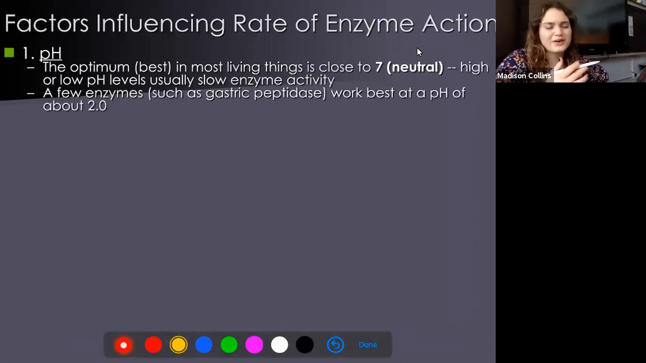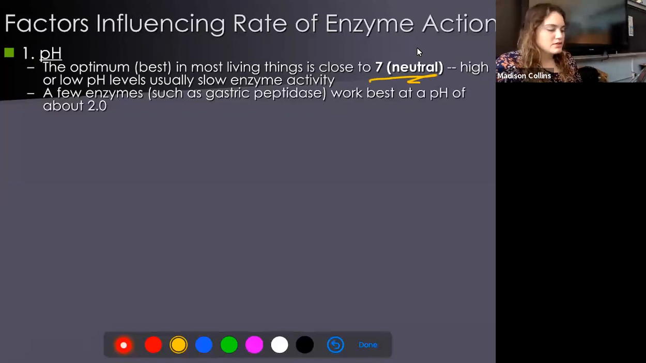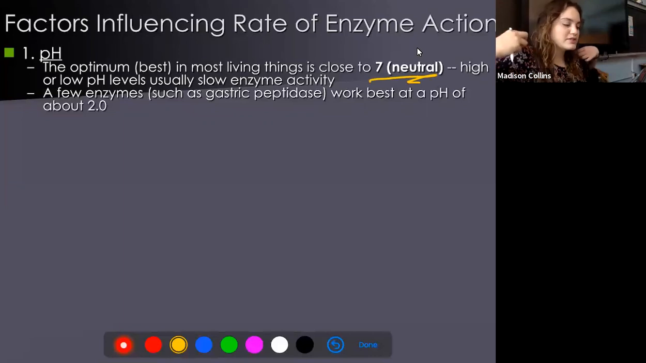The first one, I'm not sure why this is so small, is pH. So the first factor you need to write down in your notes is pH influences enzyme action. So the best pH for most living things is close to 7, which is a neutral pH. So if we go much higher or lower than 7, it usually slows down the enzyme activity and has them work slower. And especially, well, I'll get into that later, but there are a few exceptions to this.